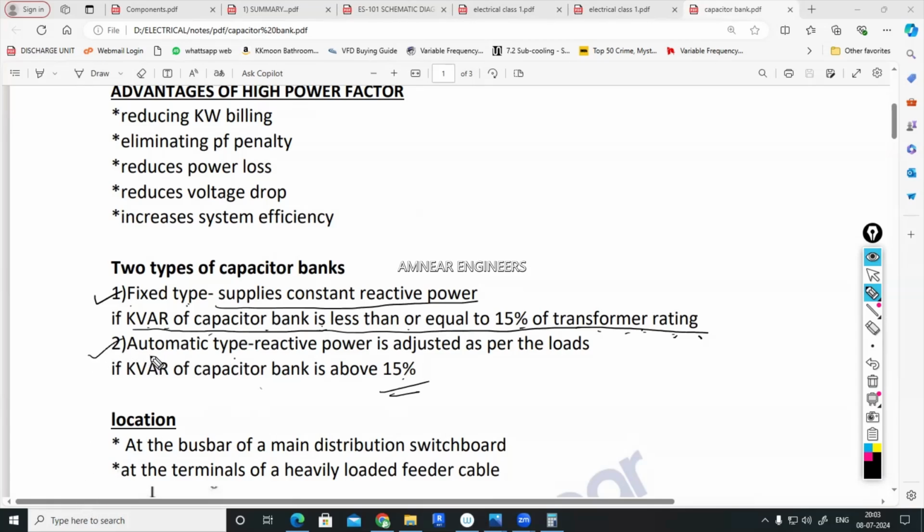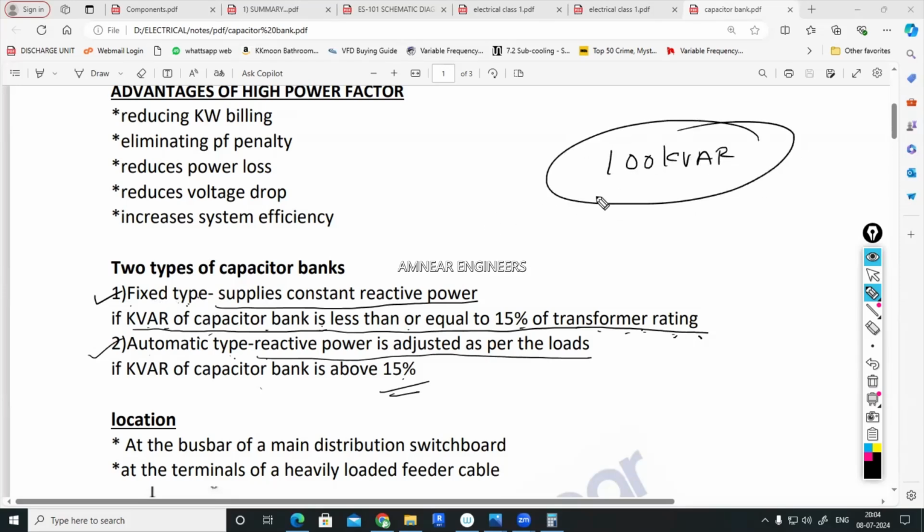What is the specialty of an automatic type of capacitor bank? Its reactive power is adjusted as per the loads. That is, when we need only a small amount of reactive power, only the capacitors producing that small amount will be operated. But for a fixed type of capacitor bank, we cannot automatically adjust that. For example, if you have a 100 kVAR fixed type of capacitor bank, it will always give you an output of 100 kVAR reactive power.